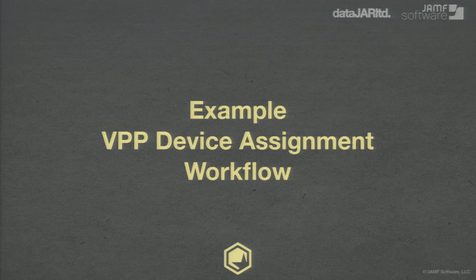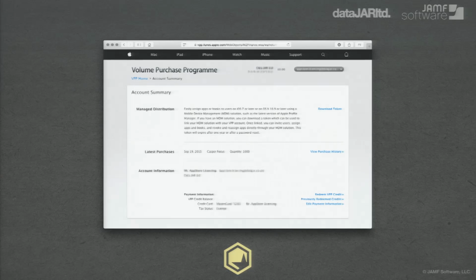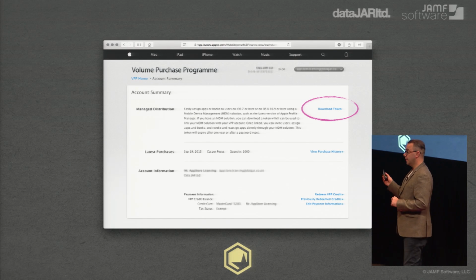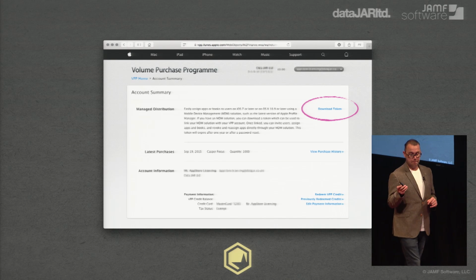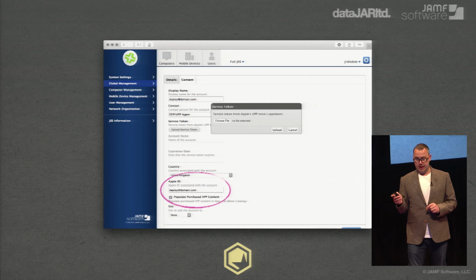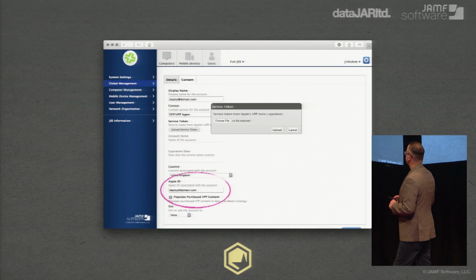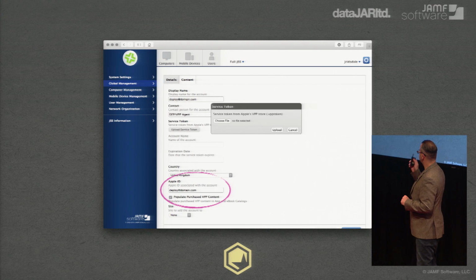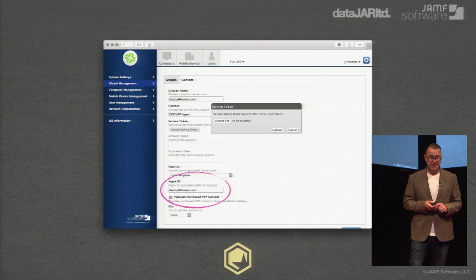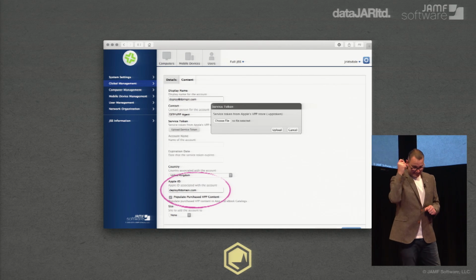Okay, this is an example workflow using device-based app assignments. So first off, we want to go and download our token for VPP from deploy.apple.com. And we go into our JSS and we upload the token, then we check this new box here, which is populate purchased VPP content automatically. Another one. Yay! It's great.